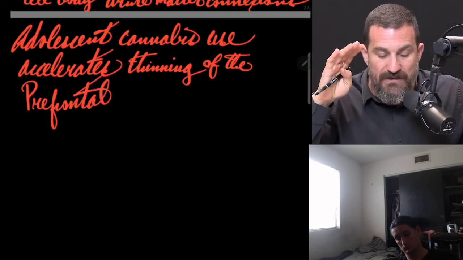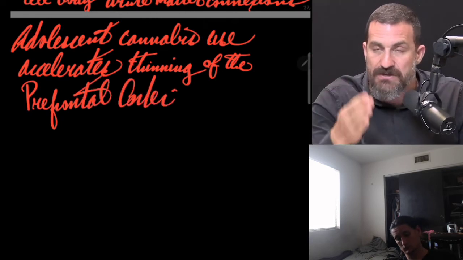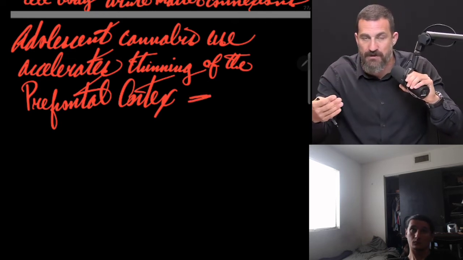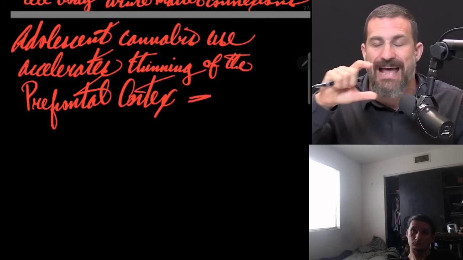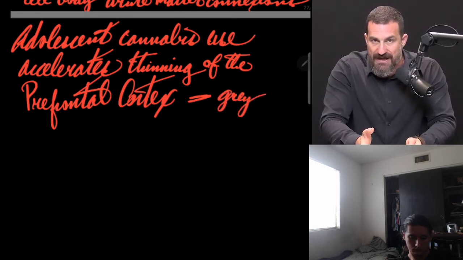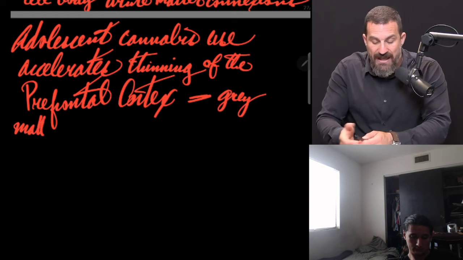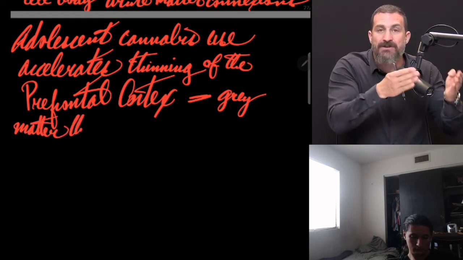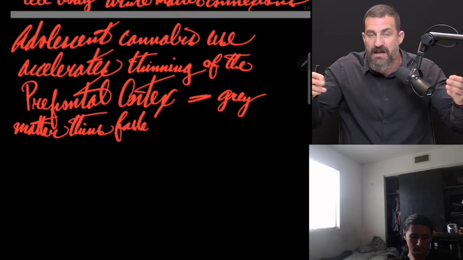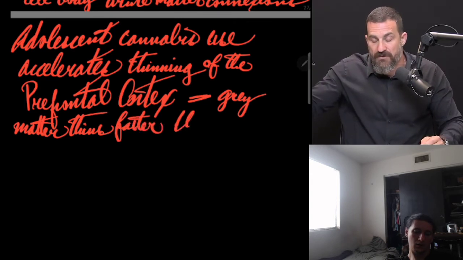When kids, because these really are kids, use cannabis, and it doesn't matter the mode of cannabis delivery, whether it's vaping or smoking or edible, that gray matter thins at a much, much greater rate. And the reason I like this paper published in Translational Psychiatry this year so much is that they link the amount of cannabis use, heavy, moderate, light, or no cannabis use, to the rate of prefrontal cortical thinning.